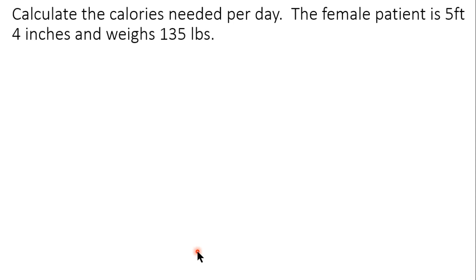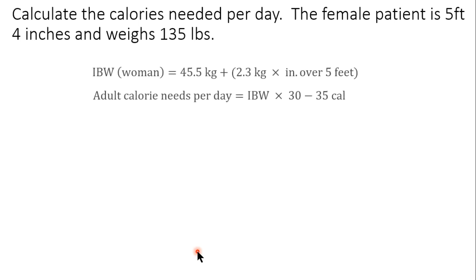Now we're going to calculate the calories needed per day. The female patient is 5 foot 4 inch and weighs 135 pounds. So we're looking for a caloric need. To calculate the caloric need for an adult, we first have to calculate the IBW, and the IBW formula for a woman is equal to 45.5 kilograms plus 2.3 kilograms times the number of inches over 5 feet.